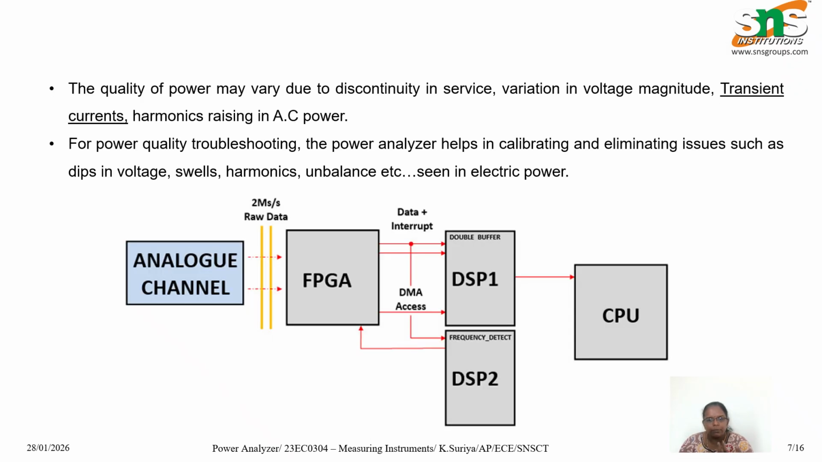Power quality may become poor due to several reasons such as voltage dips, voltage swells, transient currents, harmonics, and interruptions in power supply. Harmonics are unwanted frequency components that distort the waveform and reduce system efficiency. Similarly, sudden voltage variations can damage sensitive electronic equipment. The power analyzer helps technicians identify these issues quickly so that corrective measures can be taken immediately. Thus, it improves the system reliability and protects electrical devices from failure.